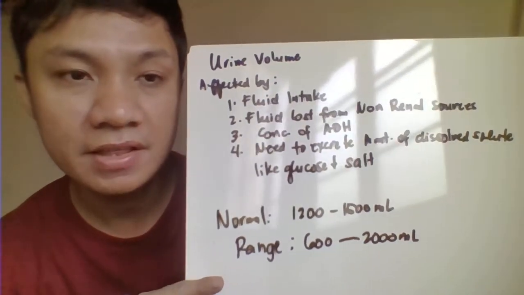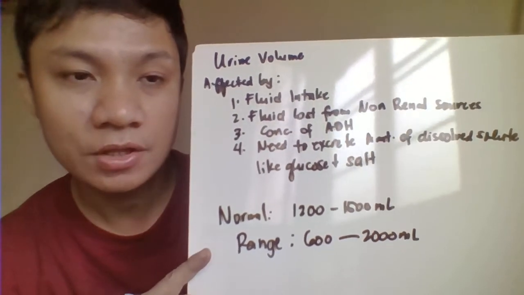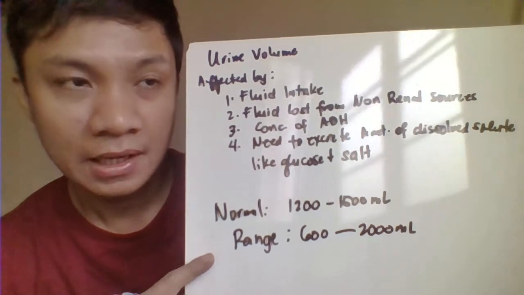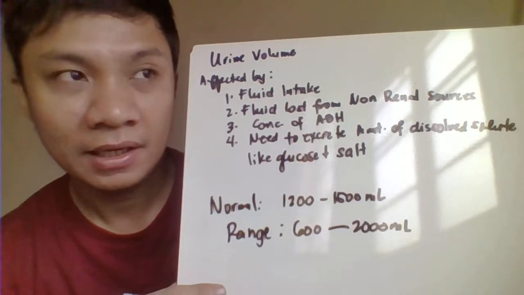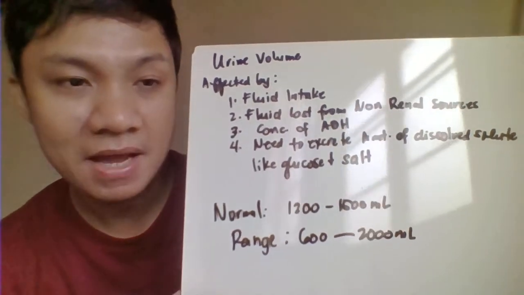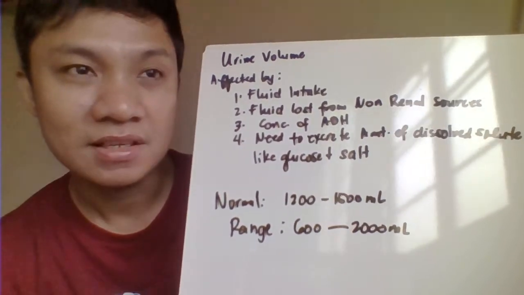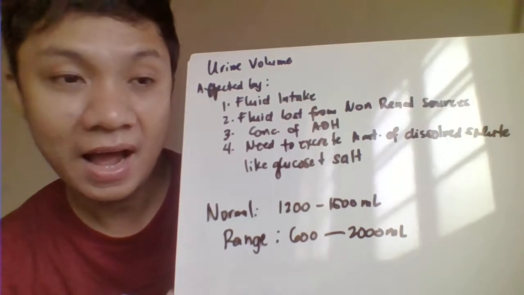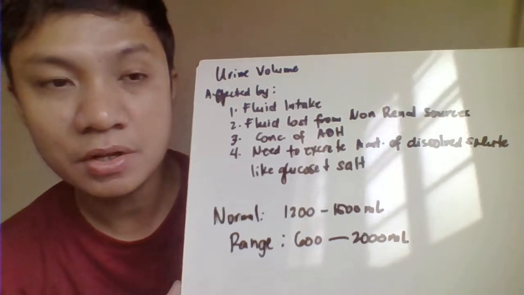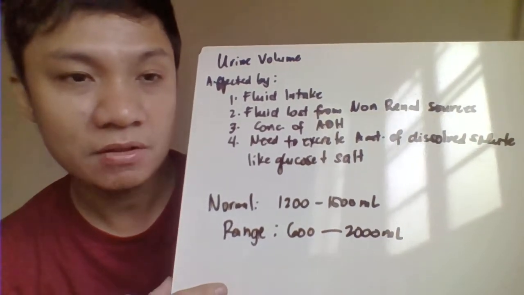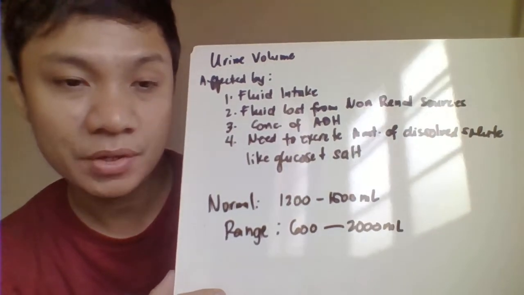Okay, the next one, we have here the urine volume. We have different factors that determine the volume of urine output. Most likely, regardless of these different factors, your urine output is highly dependent on the amount of water intake. So that's highly dependent on the body's state of hydration. The following factors: number one, fluid intake. It means the more water you take in, the more urine output you expect. Another one is fluid loss from non-renal sources.